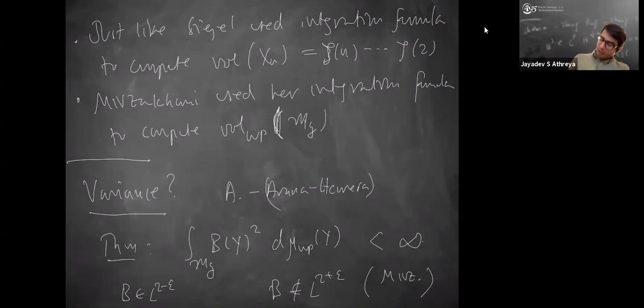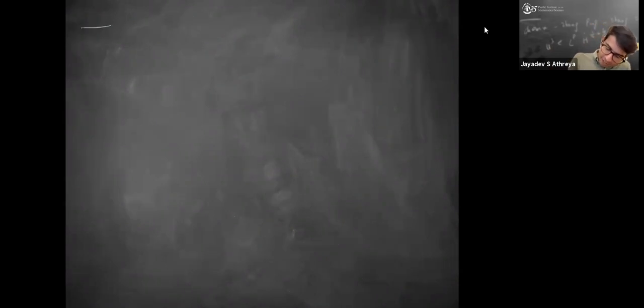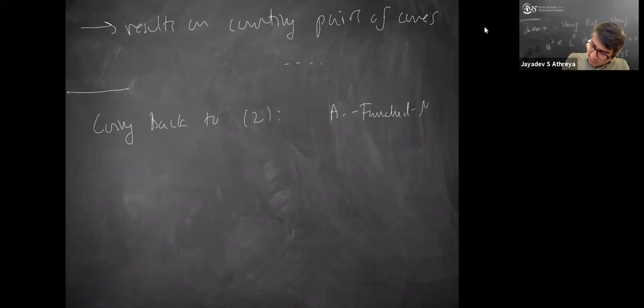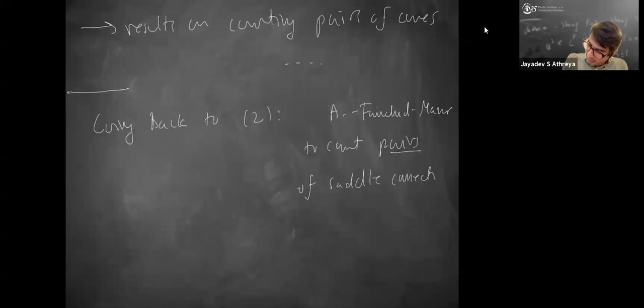And again, what's the point? Why do we care about this? From this, we get results on counting pairs of curves and various configurations of curves, which is kind of cool. You can say, I want to understand some families of pairs of curves. And then maybe just the last thing I'll say is, going back to example 2, the translation surface setting, there's work in progress with myself, Sam Fairchild, and Howie Masur to count pairs of saddle connections satisfying certain length and area restrictions using this kind of L2 formulation.